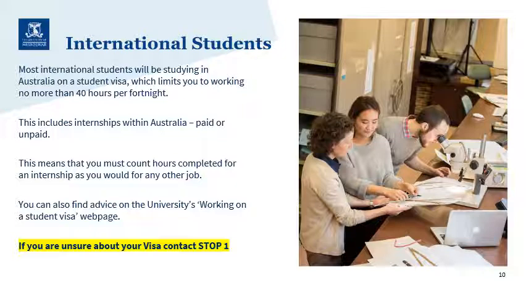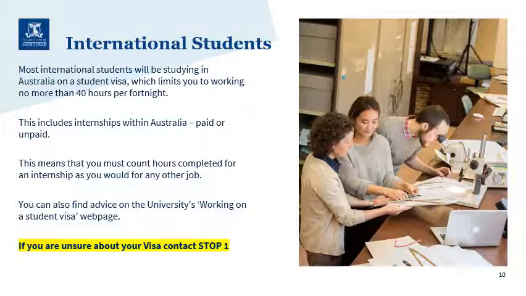So the university has a website. If you just Google UniMelb working on a student visa, you'll find a website which explains some of the details around this. And this lists a number of degrees that have a mandatory work experience component. So if your degree has a mandatory work experience component, you are not bound by this 40 hours per fortnight rule.